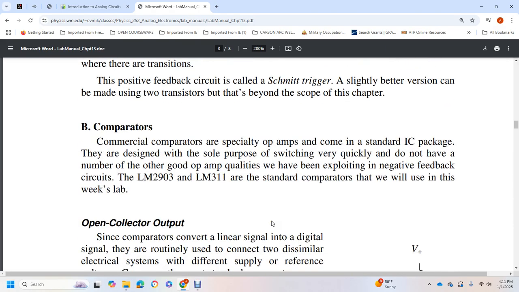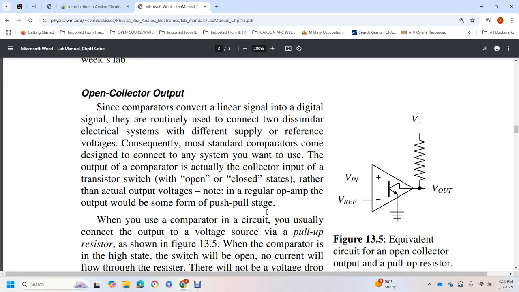Commercial comparators are special op amps that come in a standard IC package. They are designed for the purpose of switching very quickly. They do not have the properties of other good amplifiers that exploit negative feedback, and standard comparators usually have open collector outputs. Since comparators convert a linear signal into a digital signal, they routinely connect two dissimilar electrical systems with different supply and reference voltages. Consequently, most standard comparators are designed to connect with any system you want to use. These open collector outputs are actually the collector of a transistor switch in open and closed states, whereas the output of a regular op amp would often be formed by a push-pull stage.